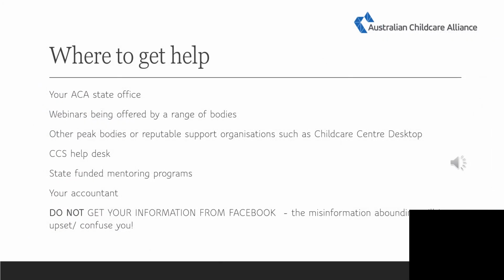Finally, if these figures aren't adding up for you, you're going to have to get some help. You can go to your ACA state office. There are also a lot of webinars being offered by peak bodies and training organisations to help you with all of this, to understand it, and then also work through the nitty-gritty of this. Besides peak bodies, there are some really good and reputable subscription organisations that are doing great work to support their members during this time.